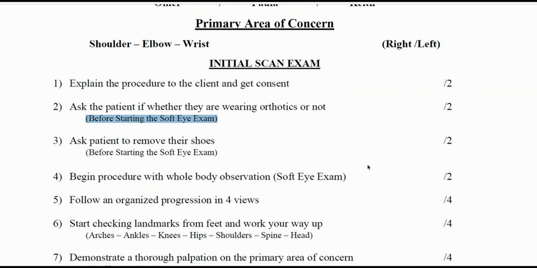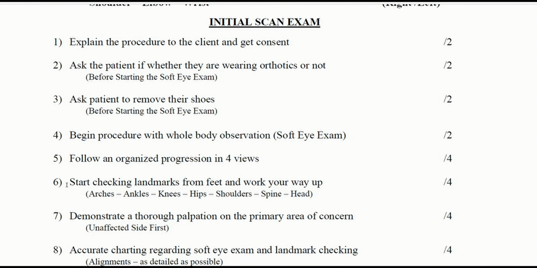I had many people do the soft eye exam while the patient was wearing shoes, and they didn't even ask about orthotics. They just began the procedure, and then once they started to check the landmarks, they went for the arches and realized that they forgot to ask to remove the shoes. So you did a soft eye exam, you marked everything, and now you realize that you made a mistake.